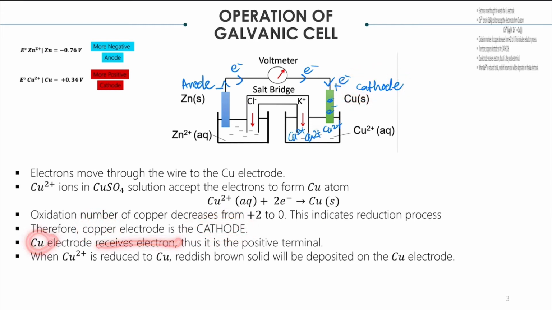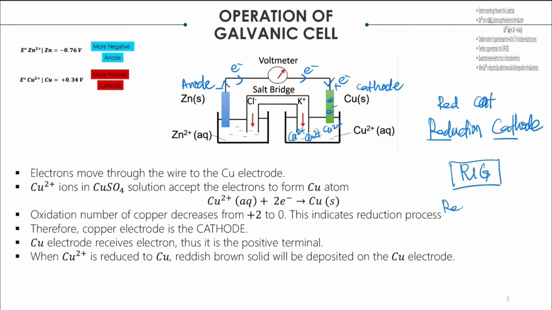When Cu2+ is reduced to copper, we can see that a reddish brown solid will be deposited on the copper electrode. The best way to memorize this is RED CAT. RED is for reduction, CAT is for cathode. So we know that at the anode we will have oxidation and at the cathode we will have reduction. Another thing that you need to remember is RIG. Reduction is gain, meaning electrons are gained during the reduction process.